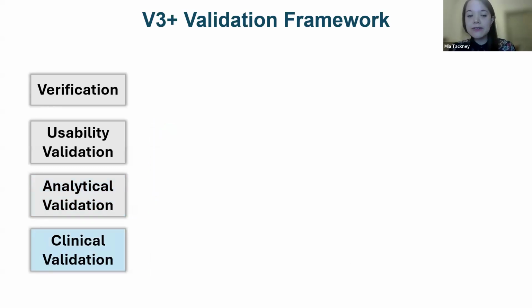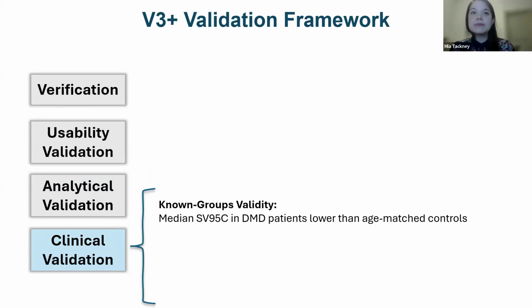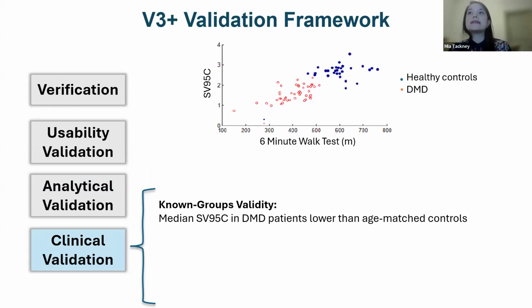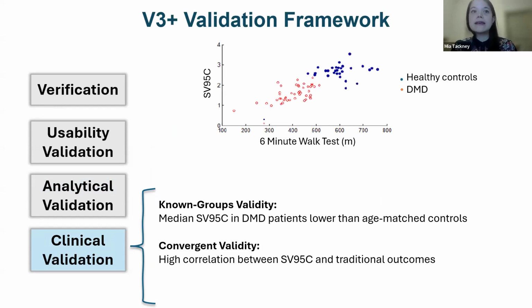Then we come to clinical validation, and this is about being able to understand a clinical state. So you want to be able to know that you can discriminate between people with and without the disease. In this plot, you're seeing that those with Duchenne muscular dystrophy, shown in red, have a lower stride velocity 95th centile compared to their age-matched controls, shown in blue. And you can see by the gradient that there is a high correlation with the traditional outcome, the 6-minute walk test. So this is also showing convergent validity.